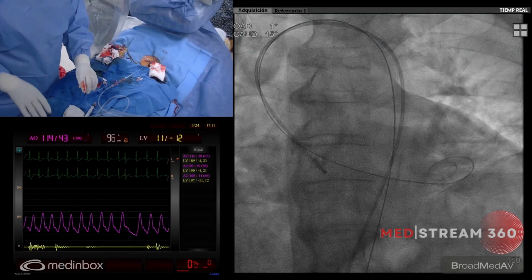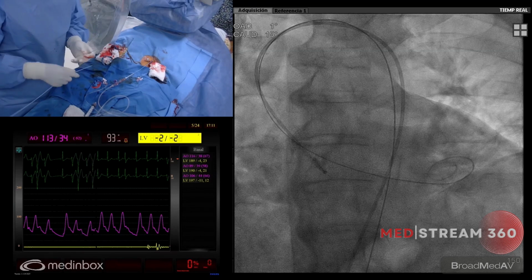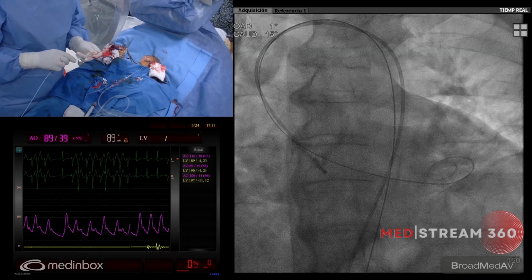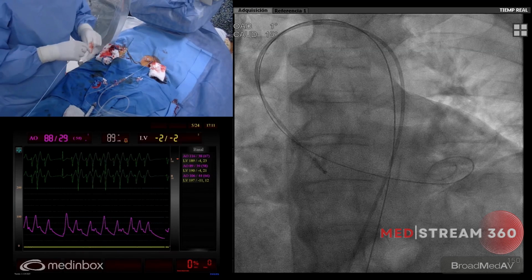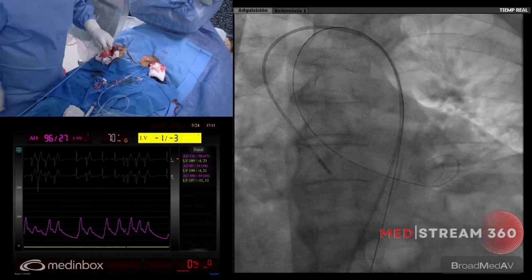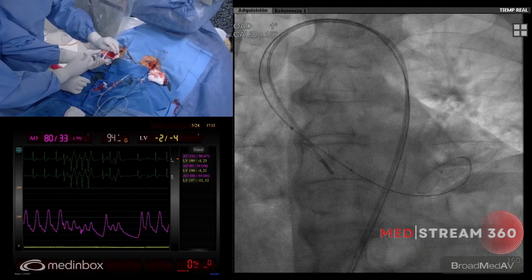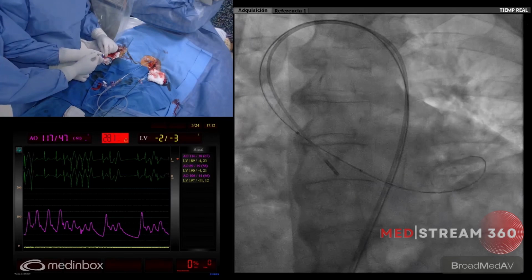So let's go with the balloon. We have prepared a 20 millimeter balloon, so it's smaller than the sinotubular junction. And we can prepare the valve for crossing and then valve implantation. Then we are going to pace at 180.